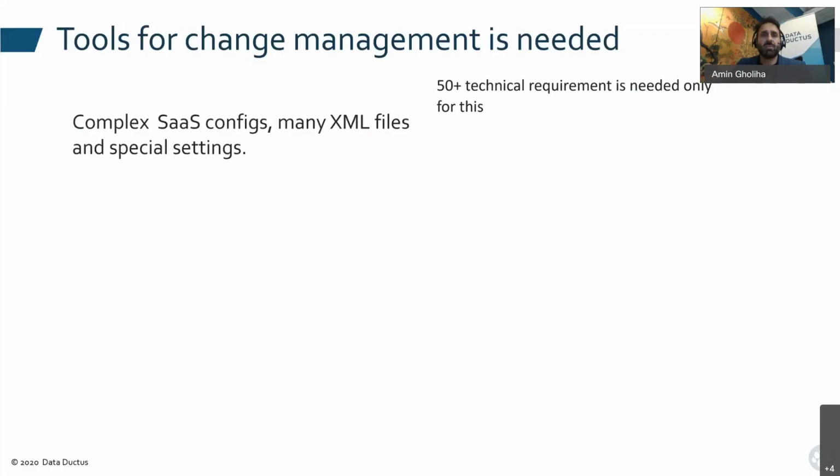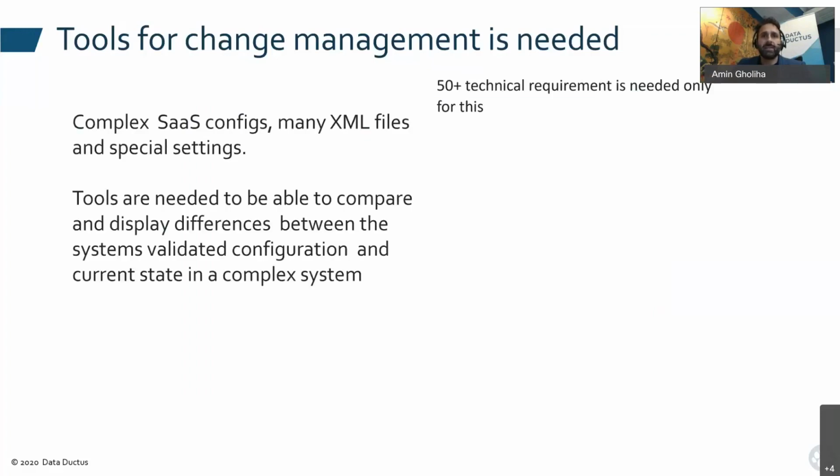Most of the time you have complex SaaS configs, many XML files, as I said, and special settings, and all of this needs to be collected automatically, because it will be very time consuming to check everything all the time. And you need to be able to compare and display differences between the system that is validated and configured, to see that all the modules have the same version numbers as when you validated it or not, in very complex systems with many layers and many different software models that are used.